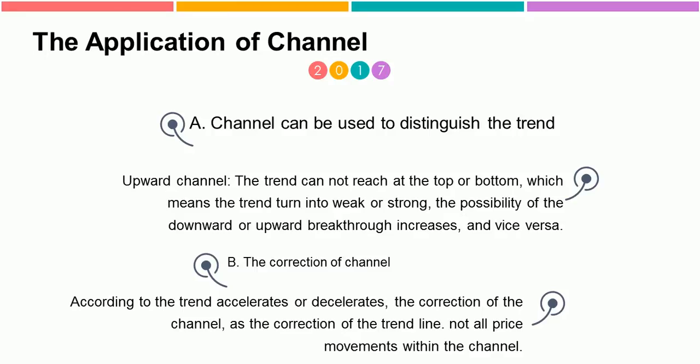Channel can be used to distinguish the trend. In an upward channel, if the price cannot reach the top or bottom of the channel, it means the trend turns weak or strong. The possibility of the downward or upward breakthrough increases, and vice versa. The correction of the channel, according to the trend, accelerates or decelerates. The correction of the channel is the correction of the trend line, not all price movement within the channel.